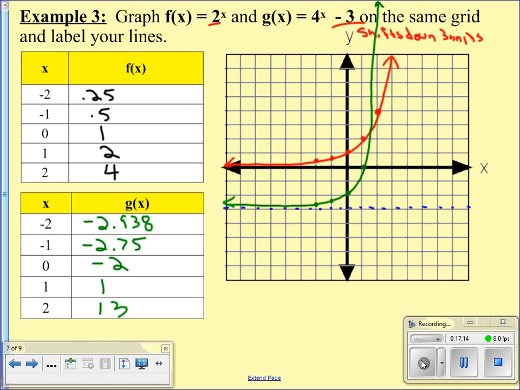f of x didn't have any up or down movement, so 0. The x-axis was its asymptote. The red line never crosses the blue line. And then see now the green one, g of x, was shifted down 3 units. It had an asymptote at negative 3, meaning it's never going to cross or touch negative 3. So now we need to investigate this on the next slide.